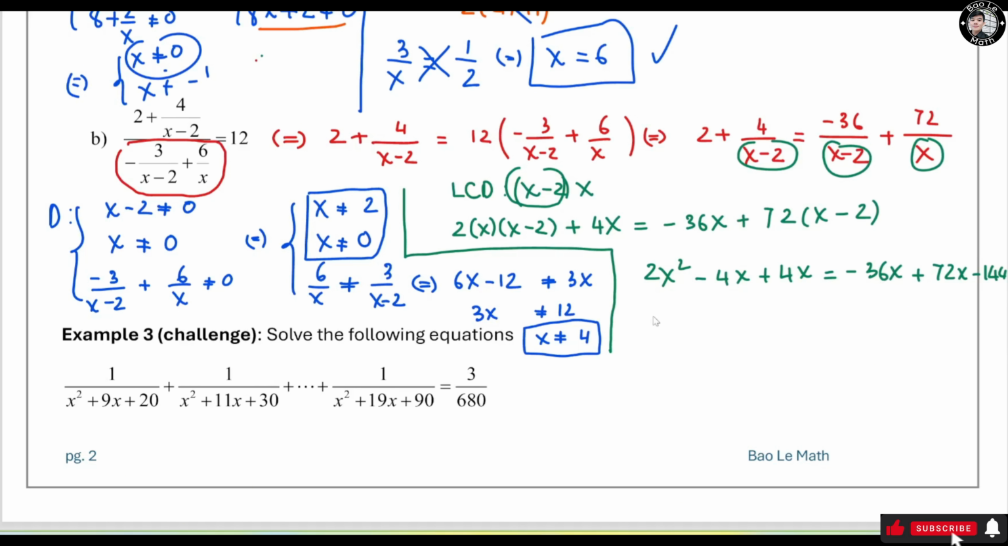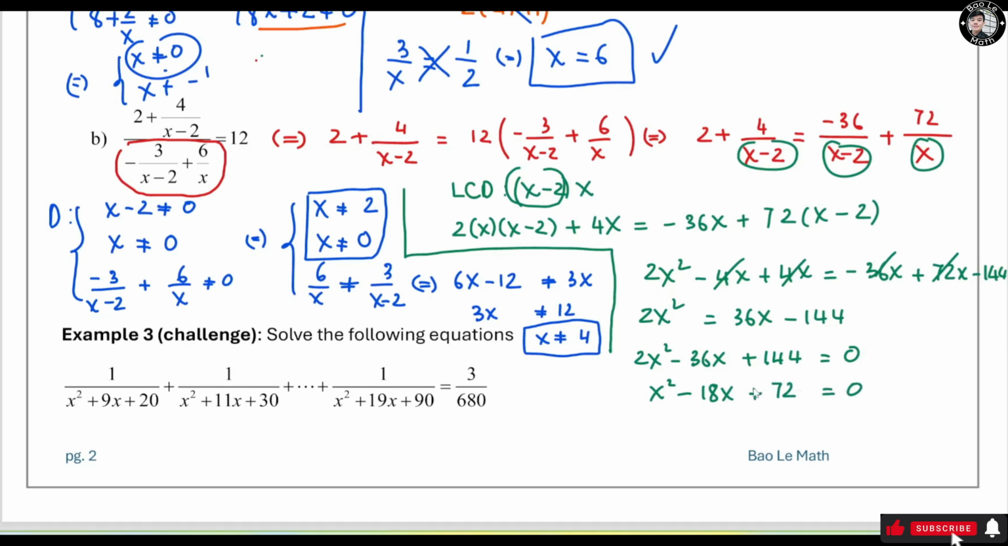right? Now we're going to simplify, so it could be 2s squared, this guy cancels out, equals this guy turns out to be 36s minus 144, right? Now we're going to subtract 36s both sides, so it could be 2s squared minus 36s and add 144 both sides, right? Equals 0. Divide both sides by 2, so it could be s squared minus 18s plus 72 equals 0, right? Now we're going to solve this one by factoring, right?